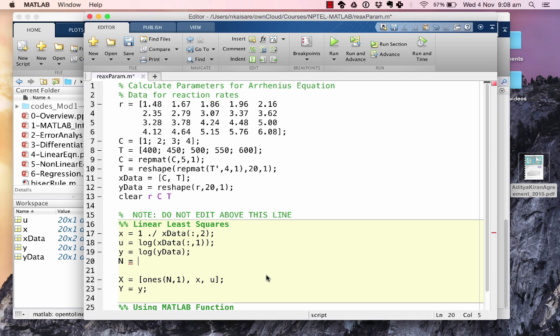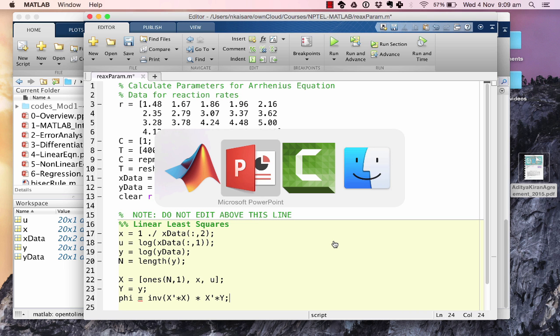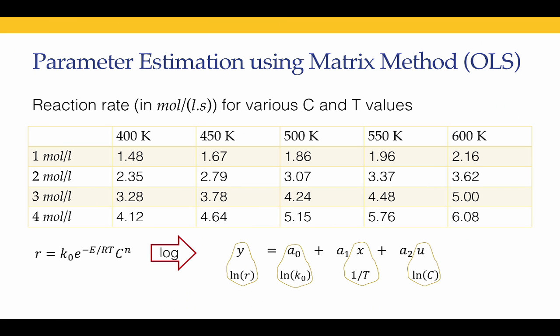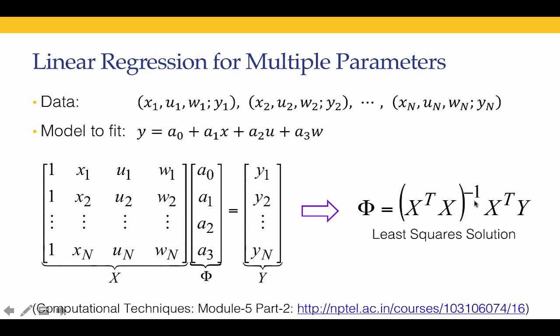So anyway, the error was that n is not defined. So let's define our variable n over here: n equal to length y. So n is the number of rows in our vector y. Okay, so this is our x, this is our y, and our phi is going to be nothing but inv of x transpose multiplied by x, multiplied by x transpose multiplied by y. That is how we do linear least squares. It was x transpose x inverse x transpose y. So inv of x dash multiplied by x.